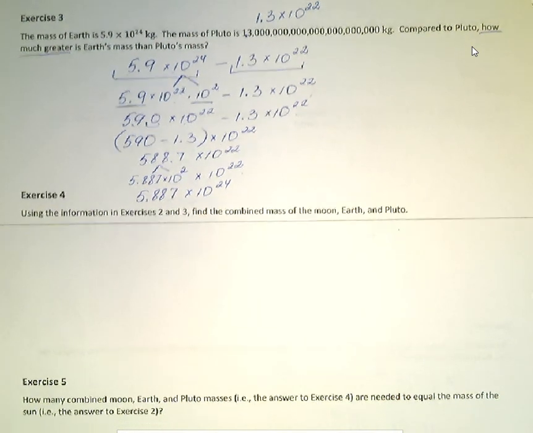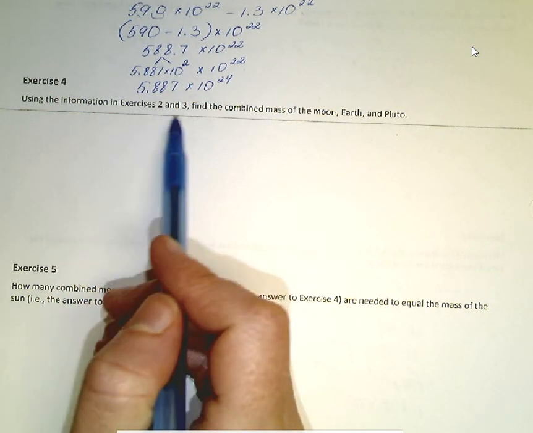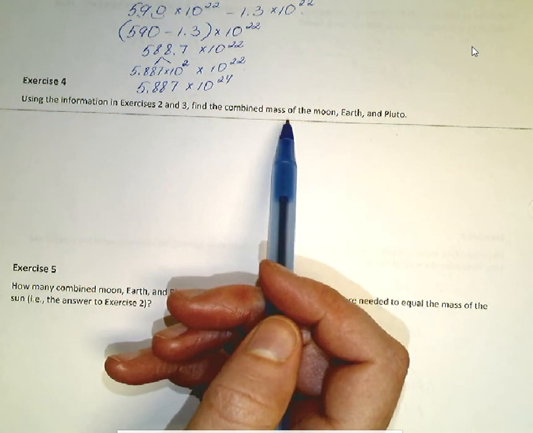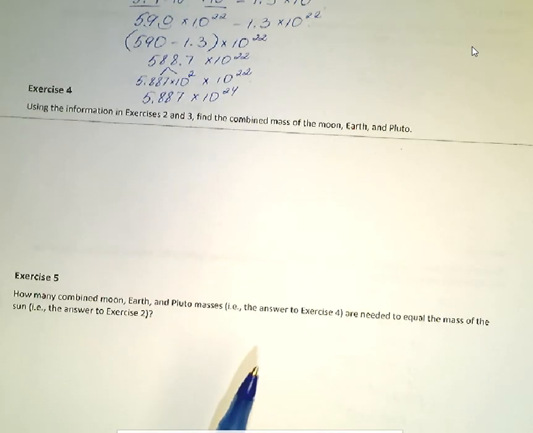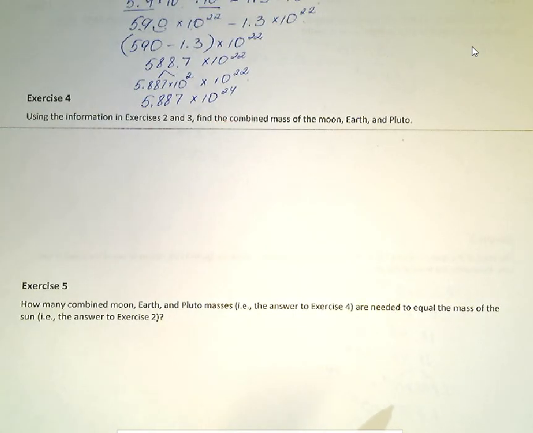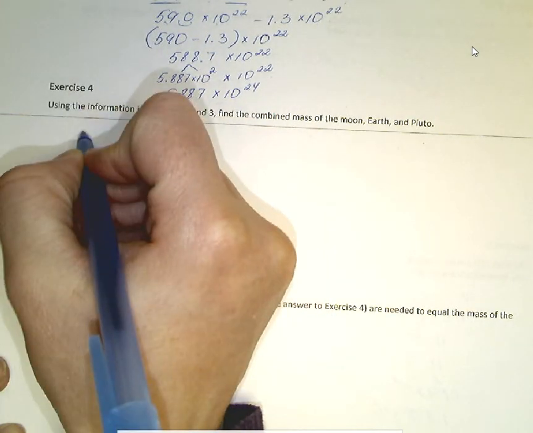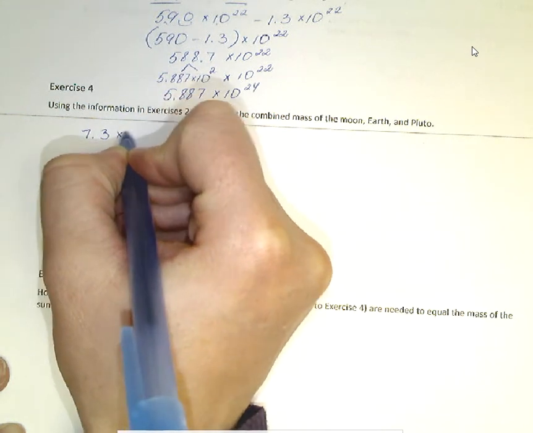Let's look at exercise 4. Using the information in exercise 2 and 3, find the combined mass of Moon, Earth, and Pluto. So let's look at the mass of the Moon. The mass of the Moon was 7.3 times 10 to the 22nd.